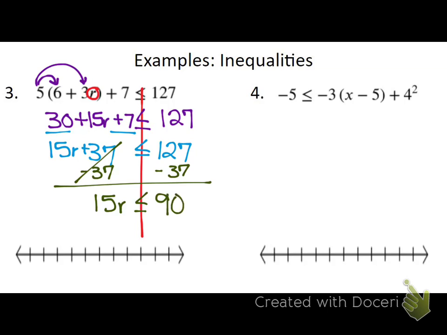Okay, last step. Finally, what's the last step here? Divide by 15 on both sides. Do I need to flip my sign? No. So r is less than or equal to 6. Open or closed? Closed. Left or right? Left. Nice job. Questions on that one? Is that a fun one? Okay. Number 4.